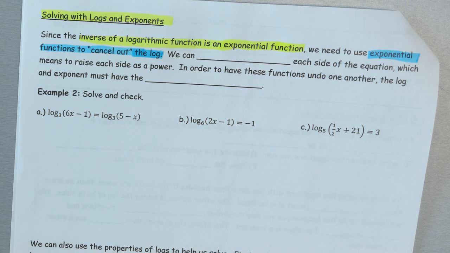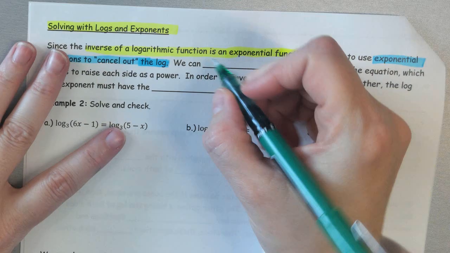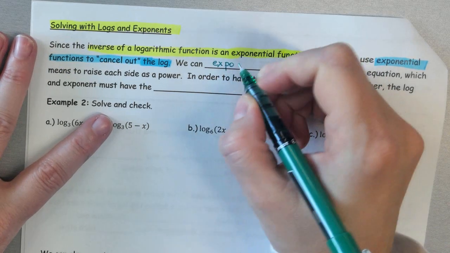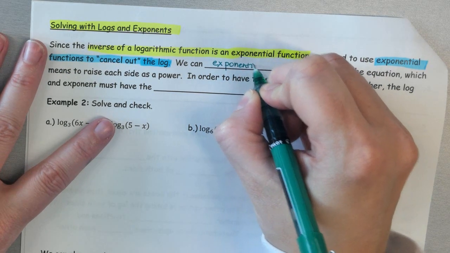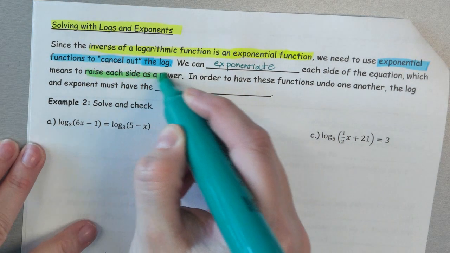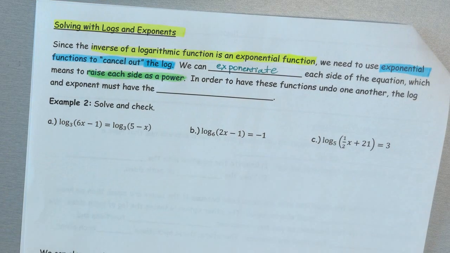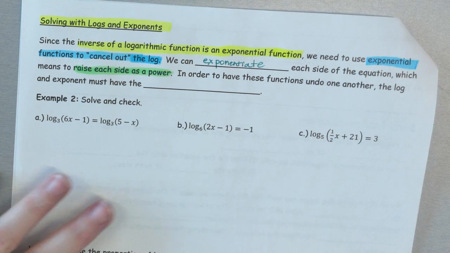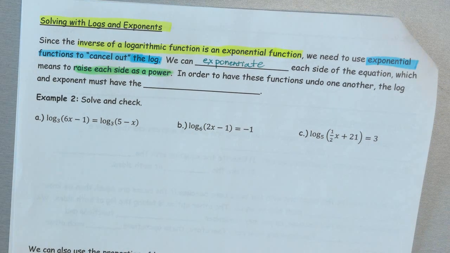It's just like, you know how when you multiply and divide, you multiply to undo division, but then you can also divide to undo multiplication? That's what we're doing here. So we can do something that's called exponentiating. We can exponentiate each side of the equation, which means you raise each side as a power. This is also how your book shows it, but I'm also going to show you a quicker way to do it, which I think you're going to like better. I am going to show you the exponentiating, like I said, that's how your textbook goes over it.